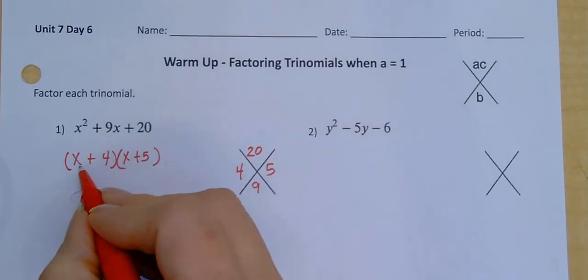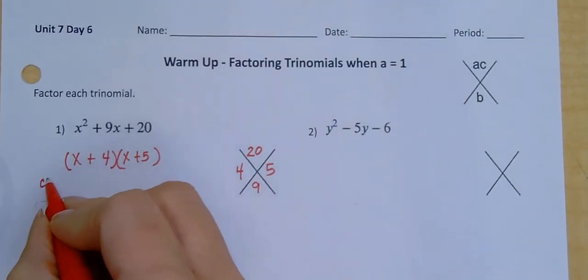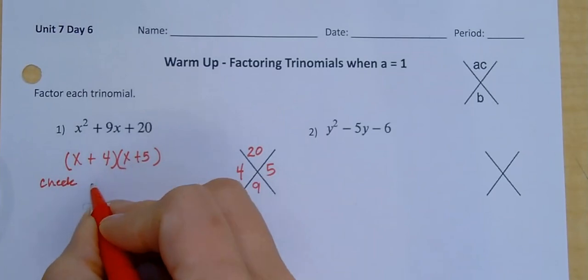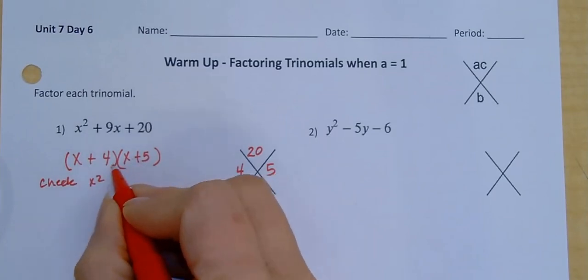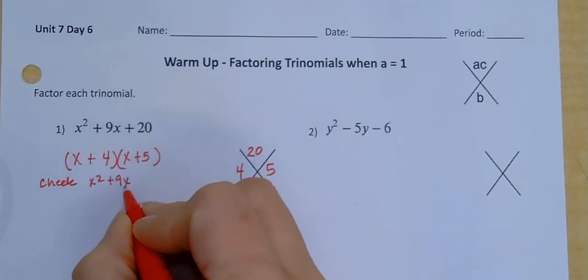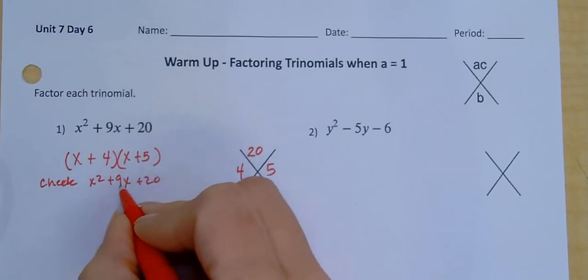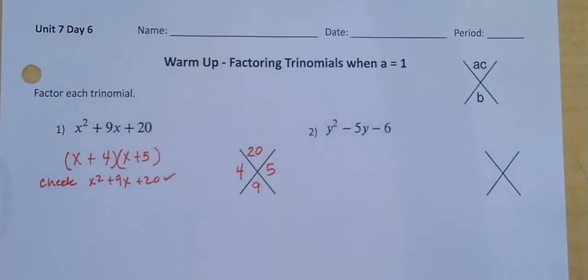It's just a method that we've used with this cross. Okay, I'm going to double check and make sure I did this right. I'm going to say x times x is x squared, outer is 5x, inner is 4x, so that's 9x, and last is 20. X squared plus 9x plus 20, that worked out. Okay, so my two factors are x plus 4 and x plus 5.